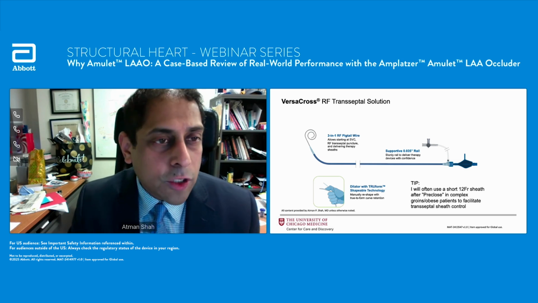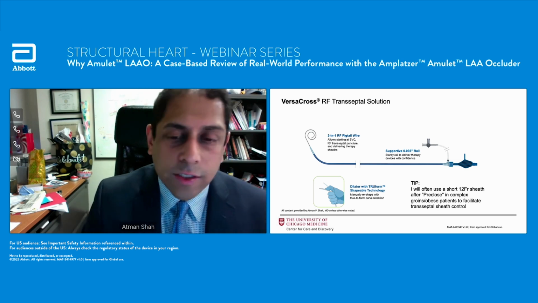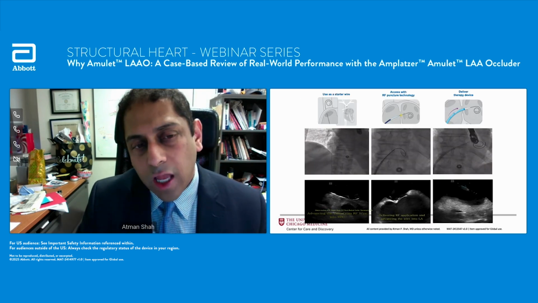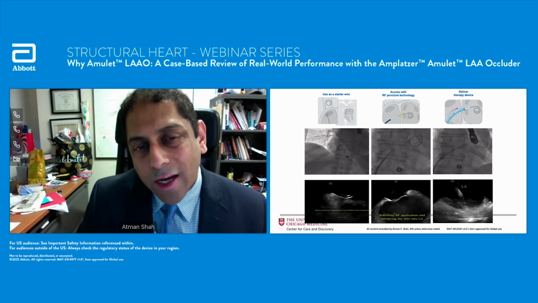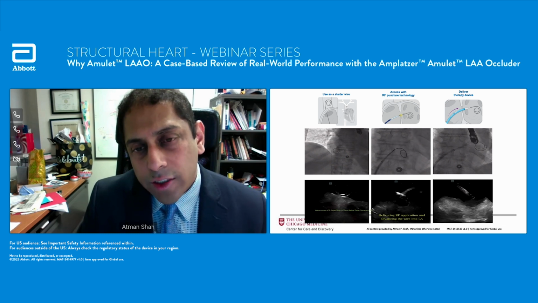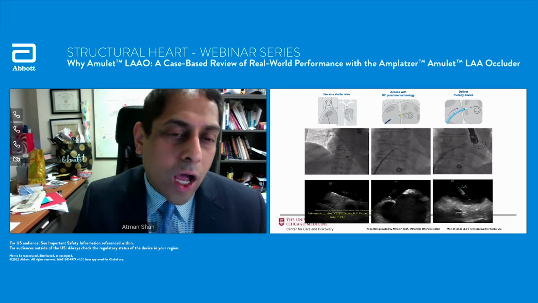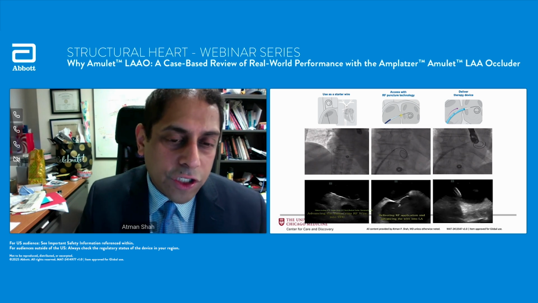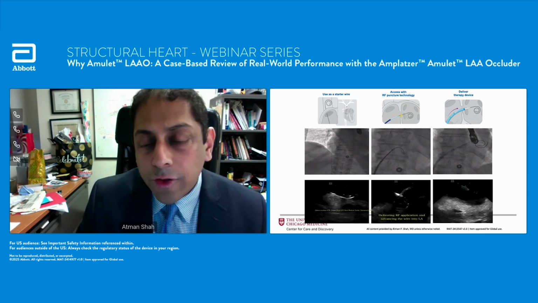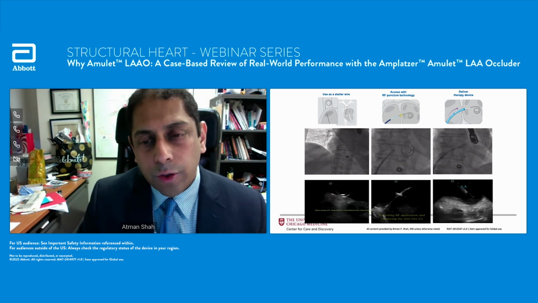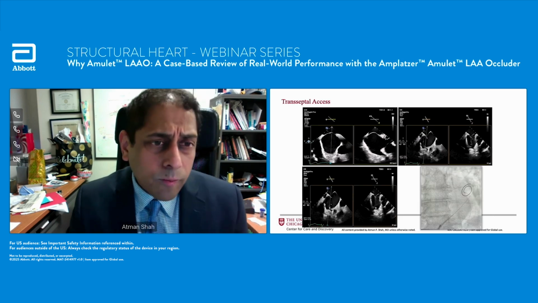Transseptal, would love to hear other people's thoughts. We tend to use the VersaCross transseptal device. It allows for really accurate placement of our transseptal. The wire is stiff enough to allow passage of our heavy sheaths, not just the TorqueView sheath, but also the ones we use when we do mitral cases as well.